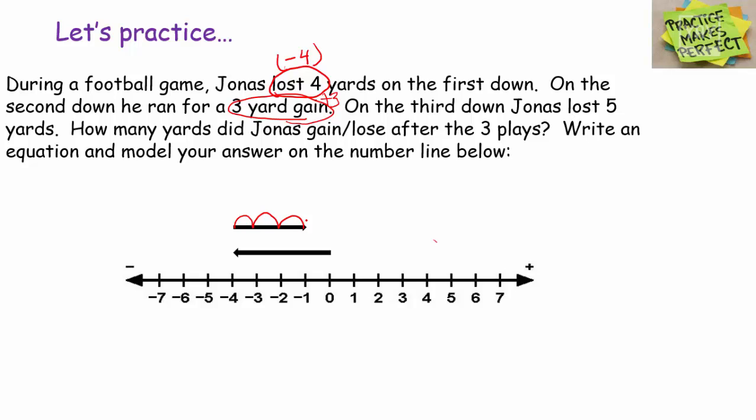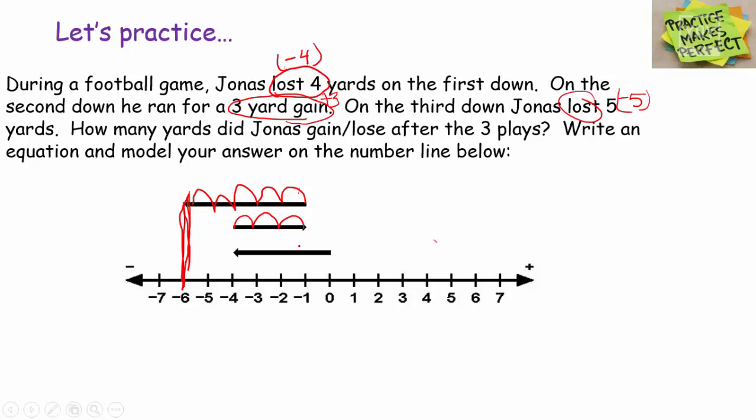On the third down, it says Jonas lost 5 yards. Once again, the word lost means that we are going to go to the left 5. So let's start our vector where our last vector left off. There it is. It starts on that -1 and goes 5 to the left. Notice if I count using bubbles, 1, 2, 3, 4, 5, my answer will line up with the -6. Sorry, my bubbles are so sloppy.